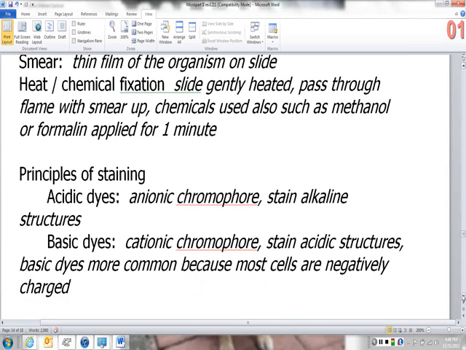An acidic dye will have an anionic chromophore and stain alkaline structures. A basic dye has a cationic chromophore and will stain acidic structures. Basic dyes are more common because most cells are negatively charged.